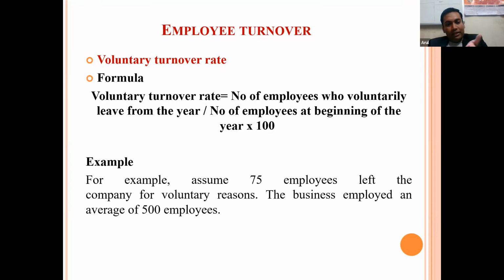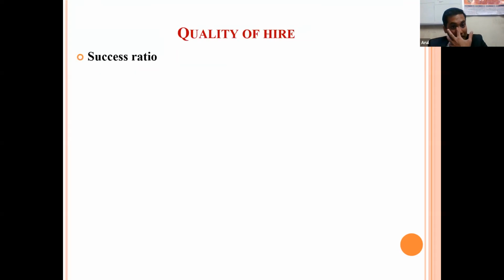So voluntary turnover rate, for example, assume 75 employees left the company for voluntary reasons out of 500 employees. So this is voluntary, and the next one is quality of hire. Already we have discussed the quality of hire. Any idea what is quality of hire? This metric, the use of this metric.